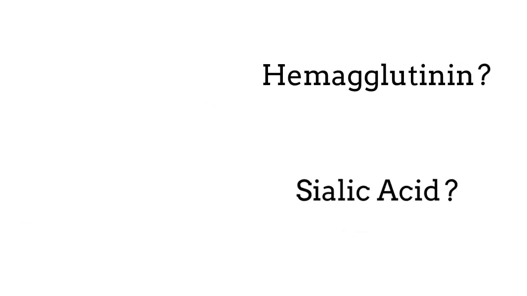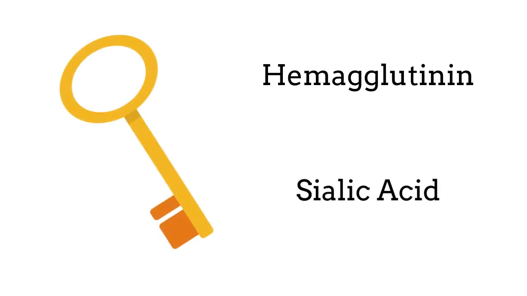Now we know that hemagglutinin and sialic acid may be unfamiliar words, and that's okay, and we don't expect you to remember them. The main thing we want you to know is that they are key players on the virus surface and in our human cells, and they interact with each other.